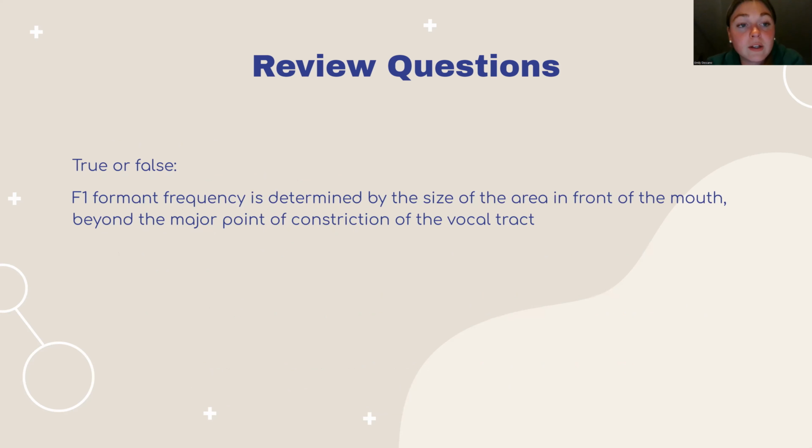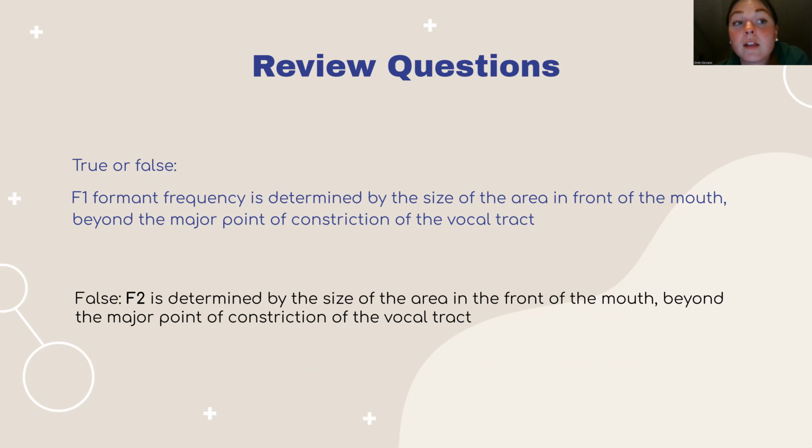And is F1 the first formant frequency determined by the size of the area in front of the mouth beyond the major point of constriction of the vocal tract? That is also false. Remember, F1 is the area behind the tongue. F1 is usually that lower pitch region, the larger area that goes from your vocal cord up to that point of constriction of your tongue. And F2 is determined by the area in the front of your mouth beyond that point of constriction of your tongue.